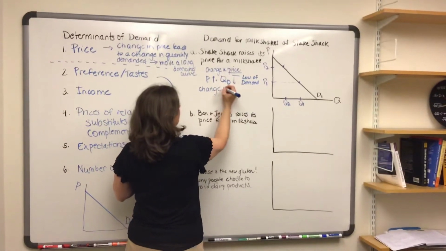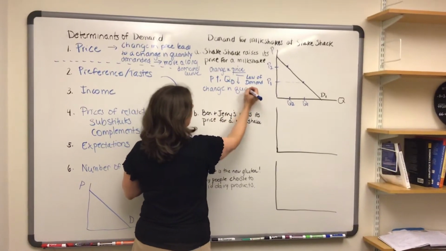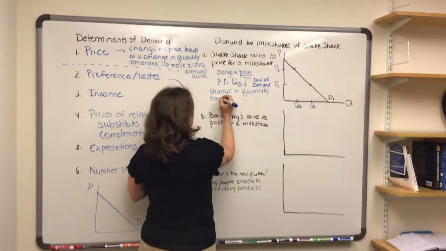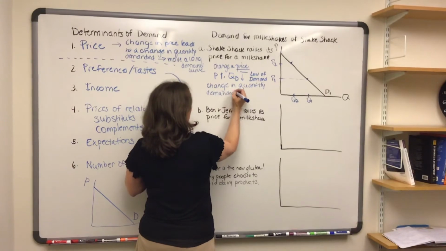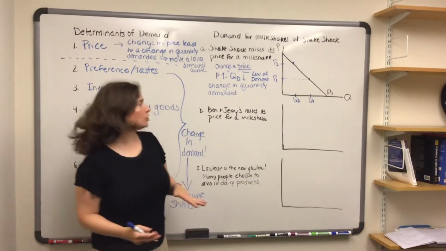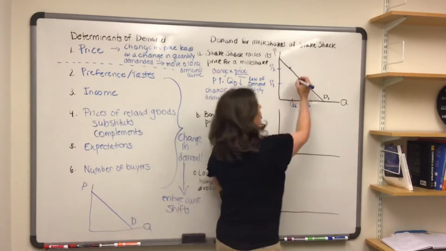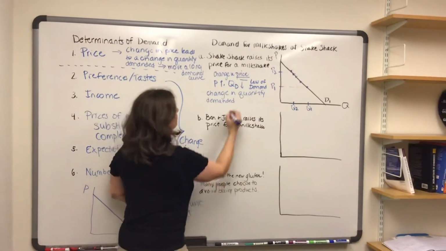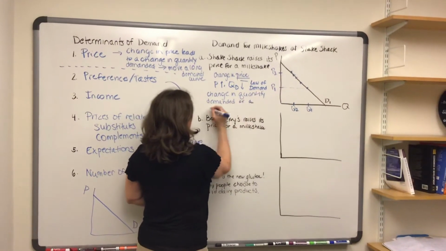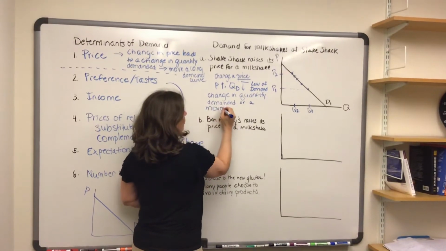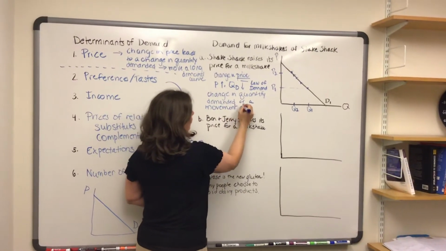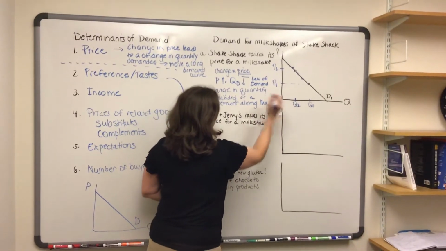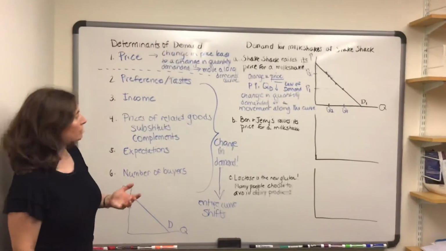And I'm just going to summarize that this is what we call a change in quantity demanded. Sometimes we might refer to this as a movement along a demand curve. And I'll just draw some arrows to represent that. Okay, that's our first example.